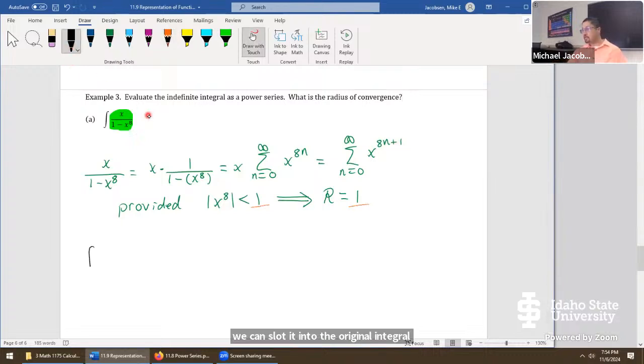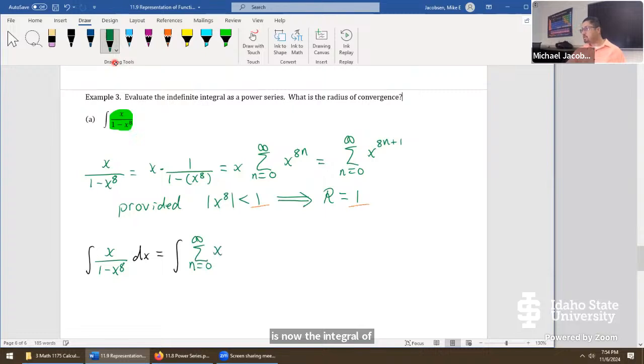So we have the integral of x, 1 minus x to the 8th power dx, is now the integral of a summation from 0 to infinity, x to the power of 8n plus 1 dx. So now we're just integrating this. Again, this is a lot less steps, so that's kind of nice in a way.